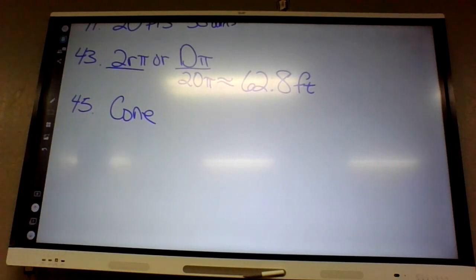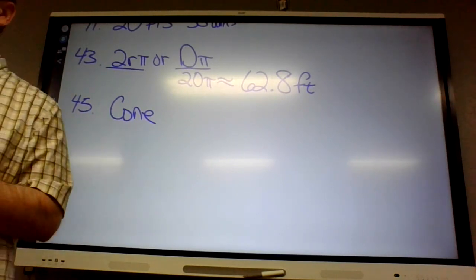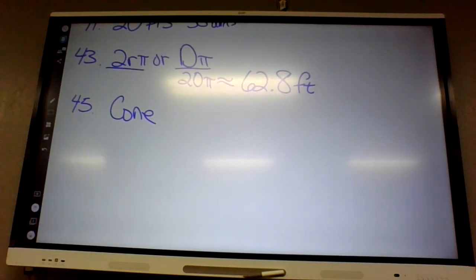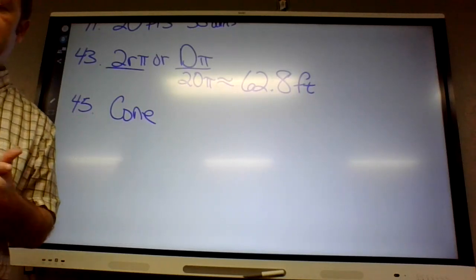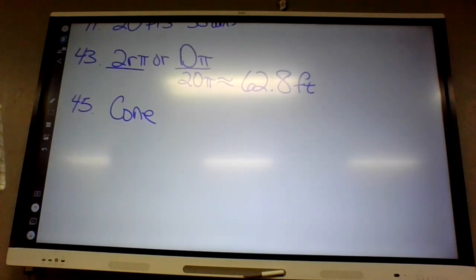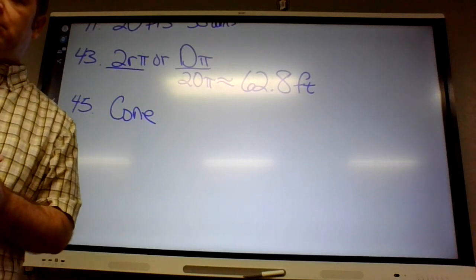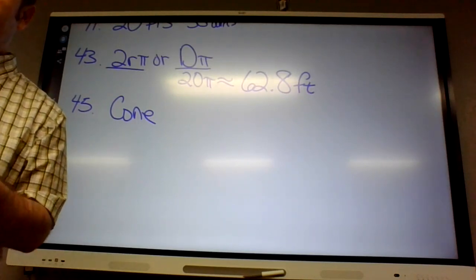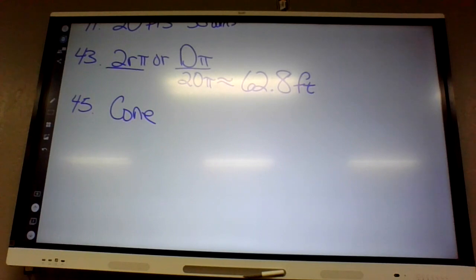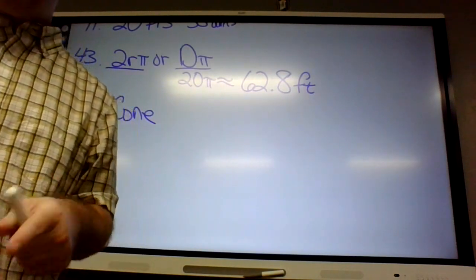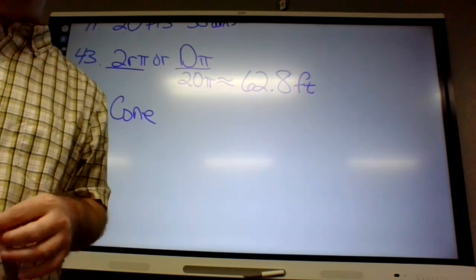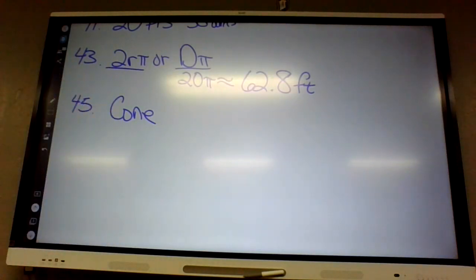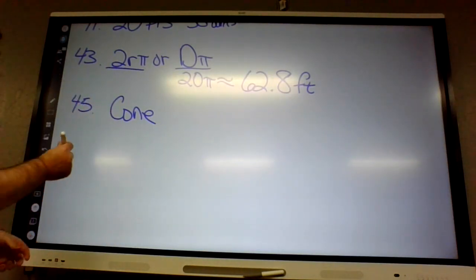But 46 is a polyhedron because all the edges are straight, and you can count the number of sides. Wait, all the sides? Yeah, to name it. Remember it was tetrahedron, pentahedron, hexahedron, all that stuff. So 46 and 47 are going to have two answers because they're also polyhedrons.